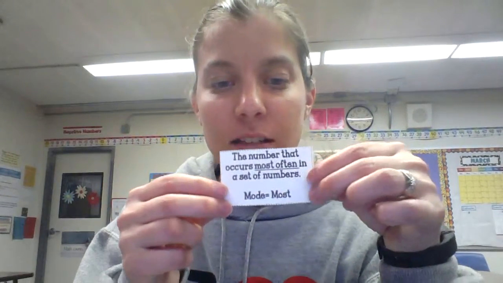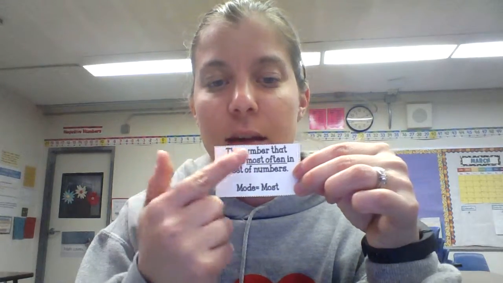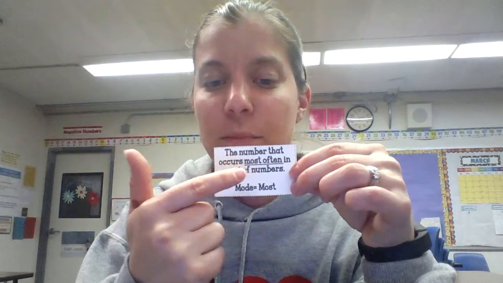All right, next we're going to do mode. So find the card that talks about mode. It says the number that occurs most often in a set of numbers. Mode equals most. M-O-M-O. Mode equals most. So take your highlighter, and again, I want you to highlight that underlined thing, most often. That's the mode, the number that occurs the most.